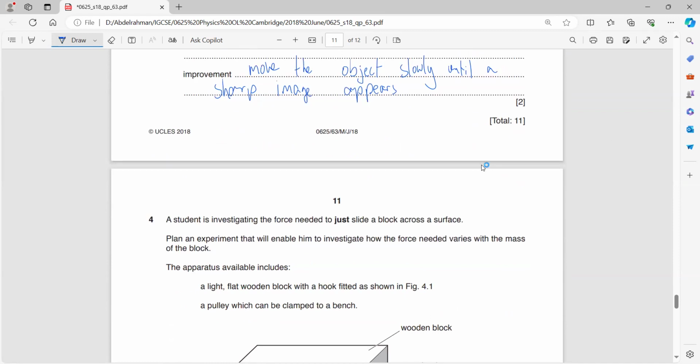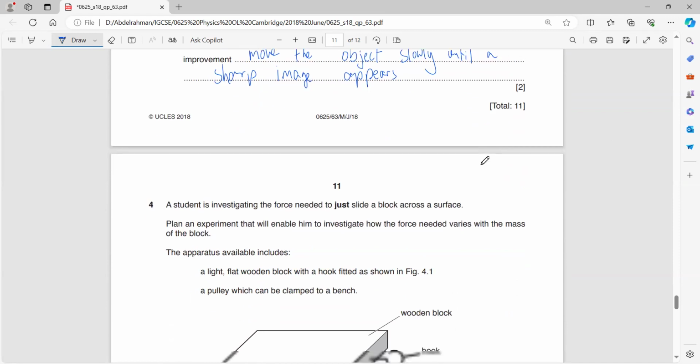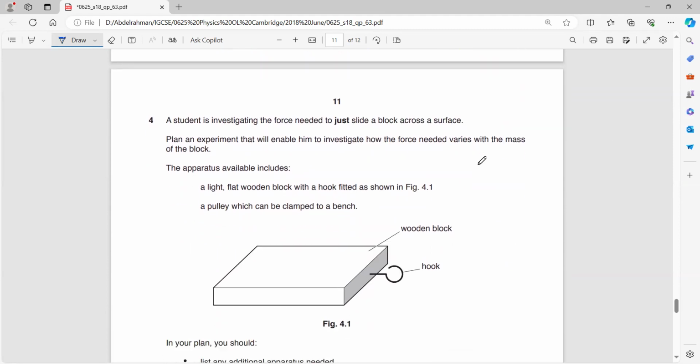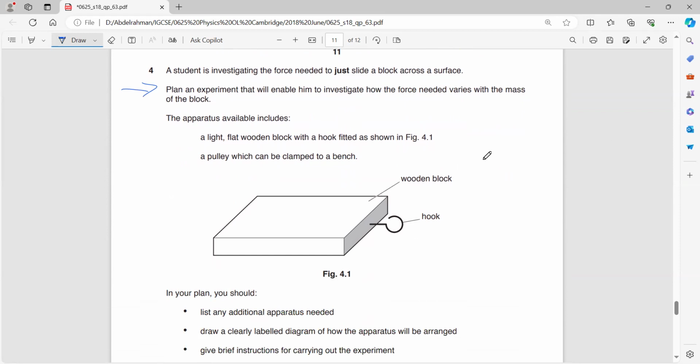Investigation. A student is investigating the force needed to just slide a block across a surface. Plan an experiment that will enable him to investigate how the force needed varies with the mass of the block. This is the most important sentence in this question.